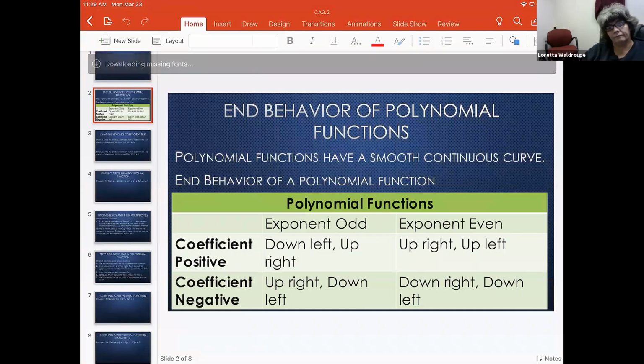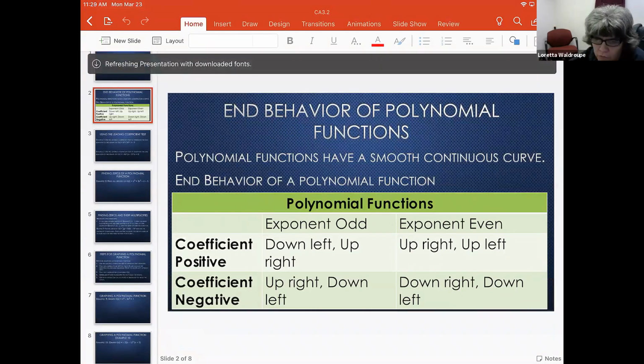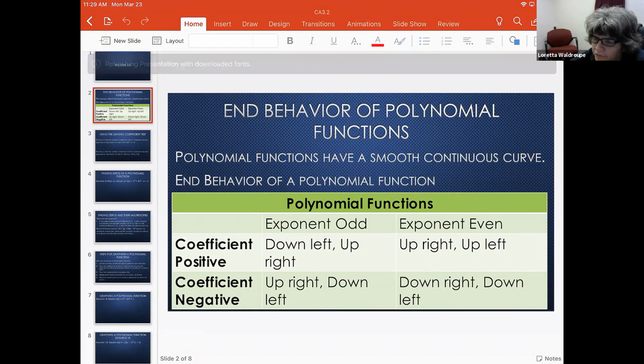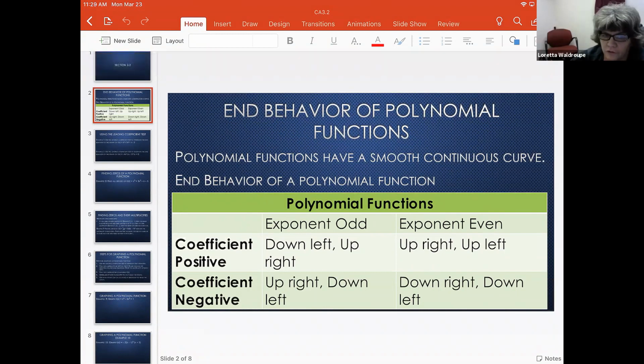Okay, so in 3.2, you start talking about how you know what the far right and left side of the graph is going to do. So here's the table, and you could have this table on the test, okay? You look at the leading coefficient, is it positive or negative? And the leading coefficient's exponent, is it odd or even? And that tells you if the graph goes up or down, left or right. So let me show you what I'm talking about. So this is the table we're going to refer to.